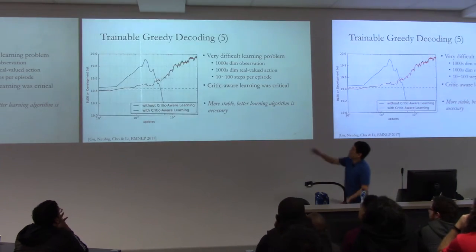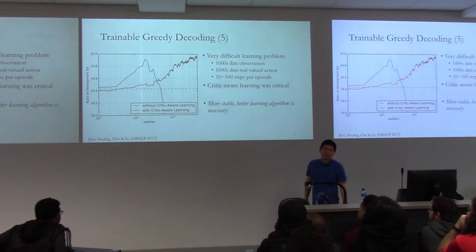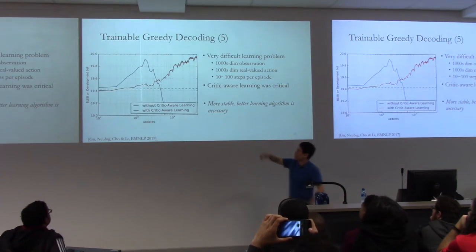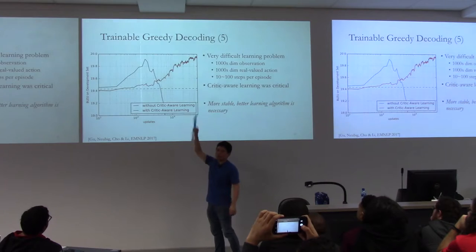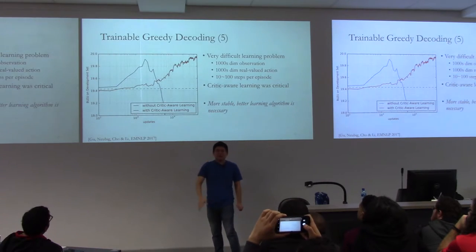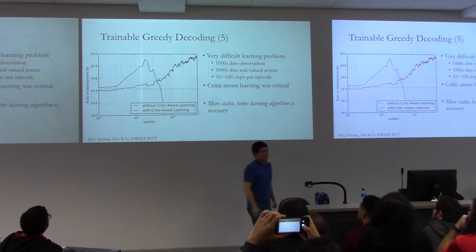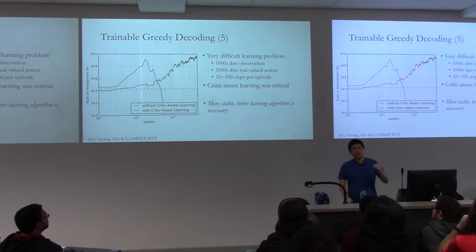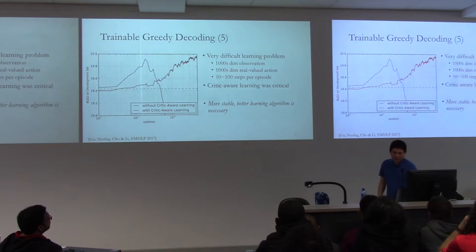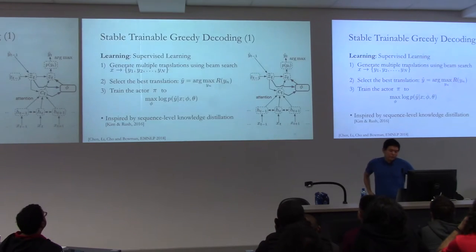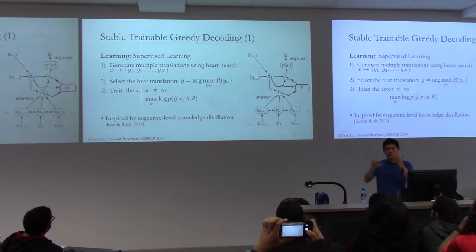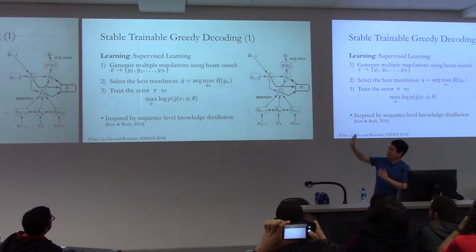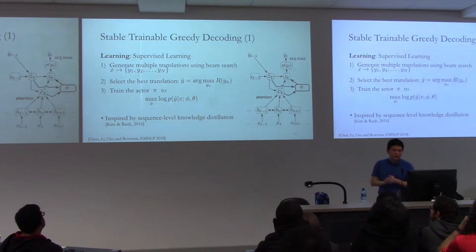And then we were able to train it and have the paper accepted at MLP, but in general, every time we do this, what happens is this blue curve. It seems like it's doing something, then it crashes. With critic-aware learning, we were able to make it not crash, but it wasn't that great. So it turned out that one way to do it is to just do supervised learning. The boundary between RL and supervised learning can sometimes be fuzzy, and especially in this case, the boundary kind of disappears.